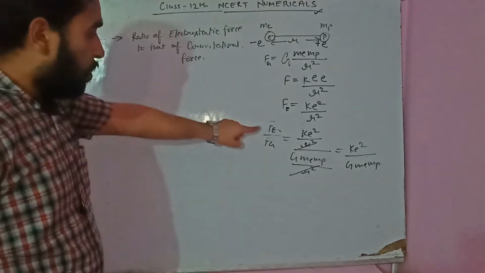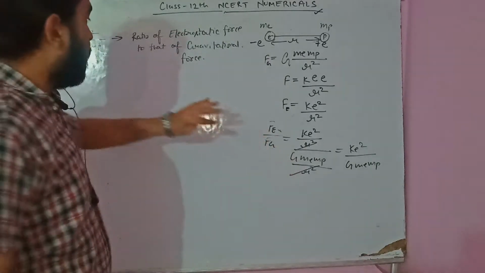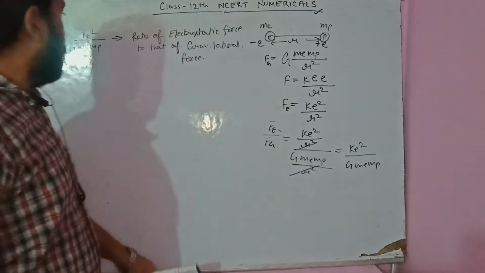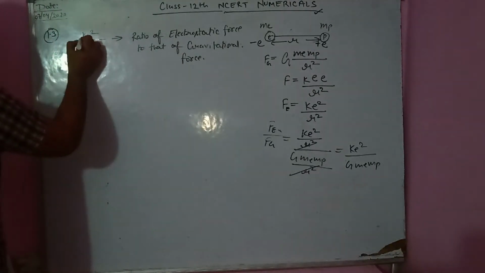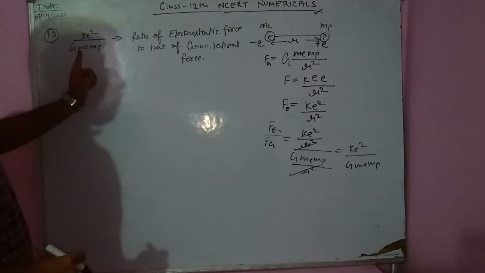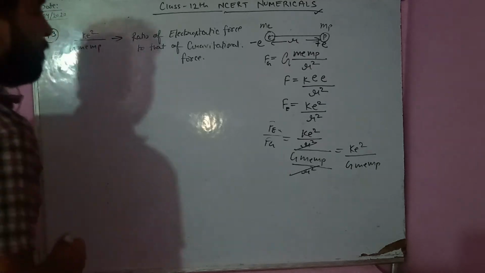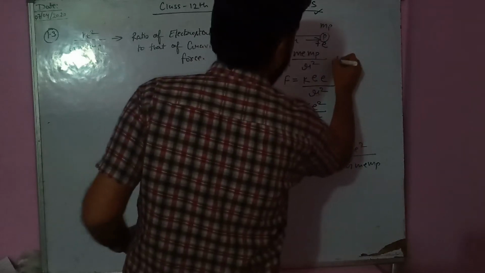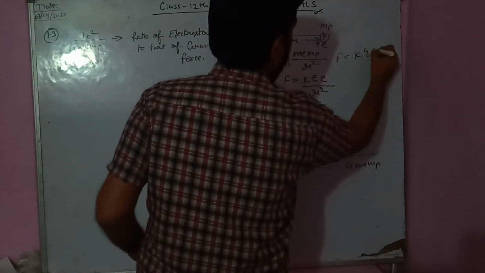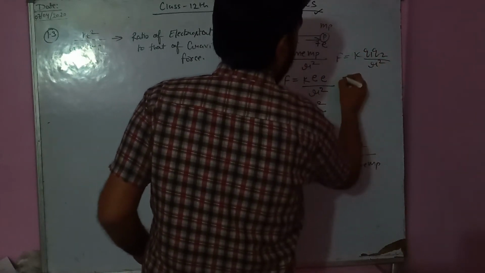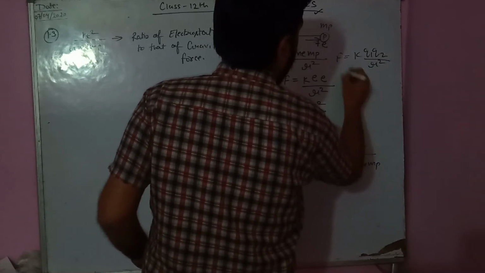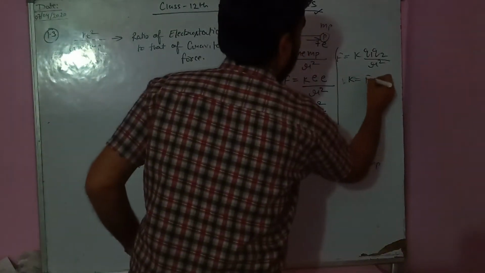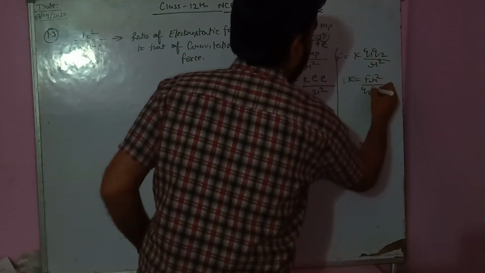Or we can check it by substituting the dimensions or units for both sides. What is the unit for k? If you don't remember, you can calculate it using Coulomb's law. In Coulomb's law, F is equal to k Q1 Q2 upon r square. So the value of k will be F r square divided by Q1 Q2.